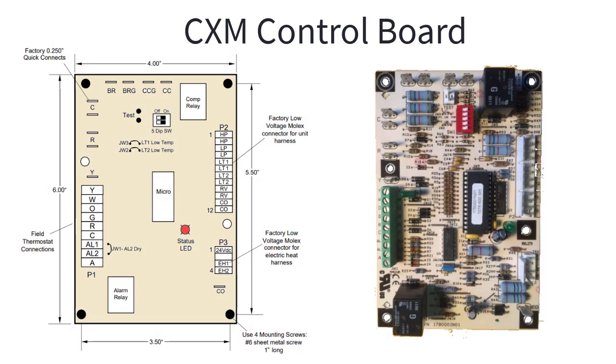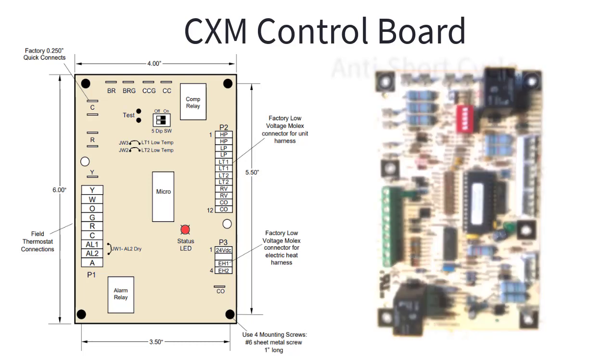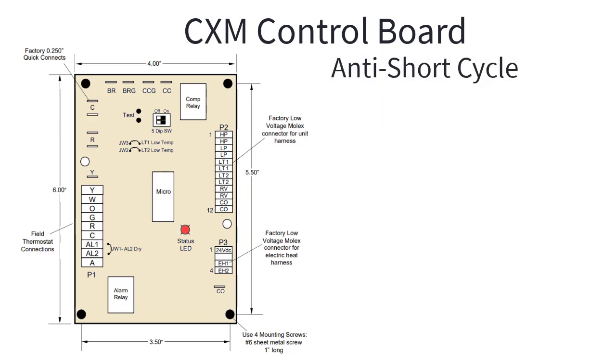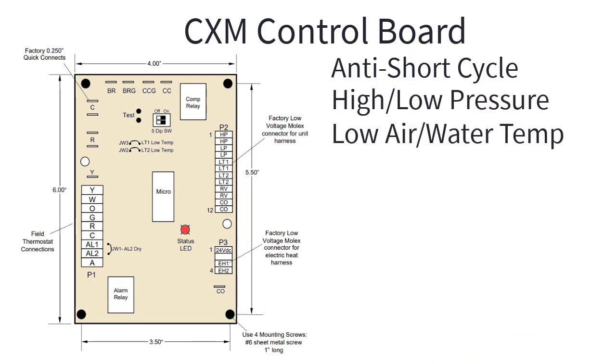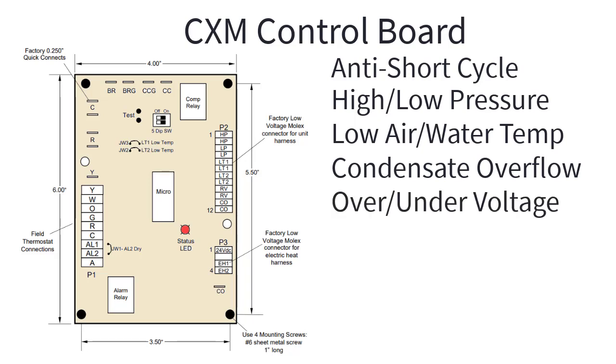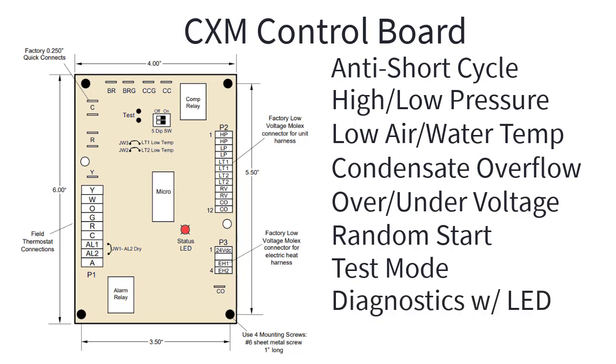The standard CXM electronic control board is a simple microprocessor-based heat pump controller that is very robust and still manages to offer a large array of features such as anti-short cycle protection for the compressor, high and low pressure switches, low air and water temperature sensors, condensate overflow protection, over-under voltage protection, random start, test mode, diagnostics with an LED indicator light, and a separate A terminal for 24-volt accessories like water valves.